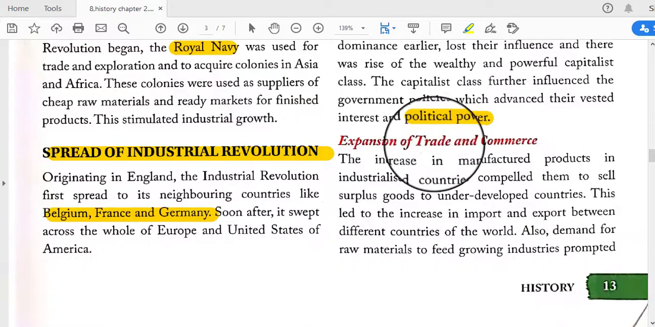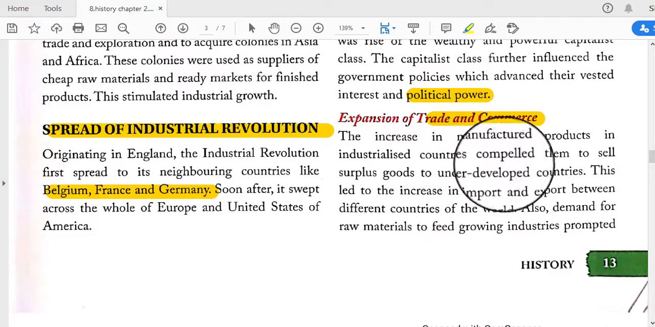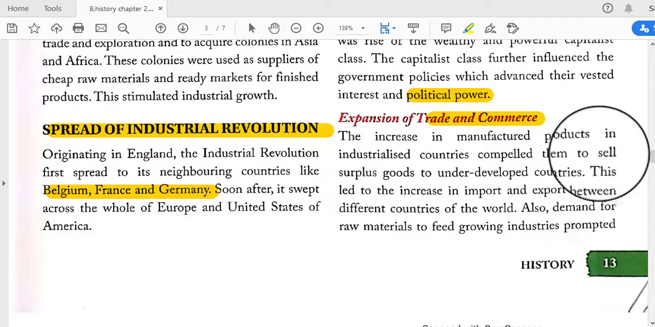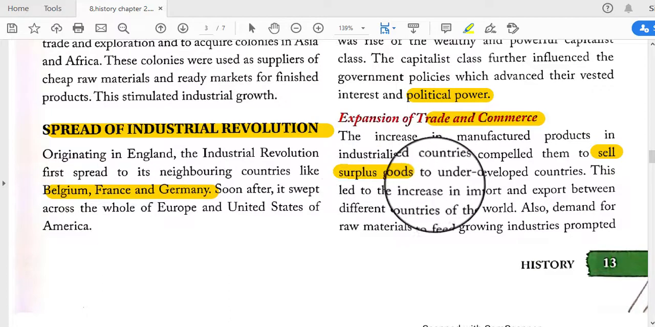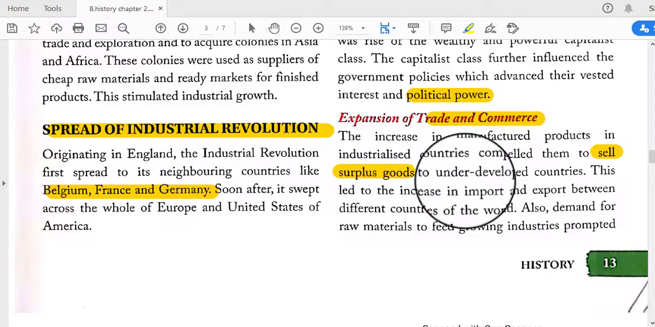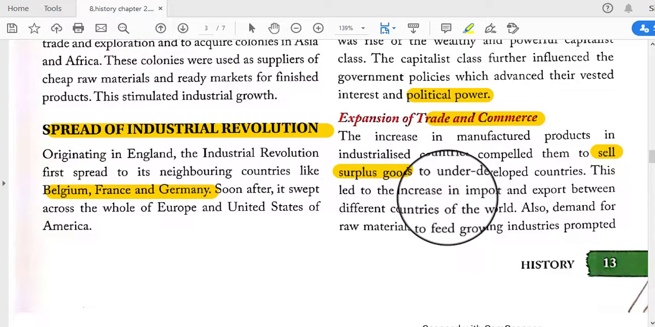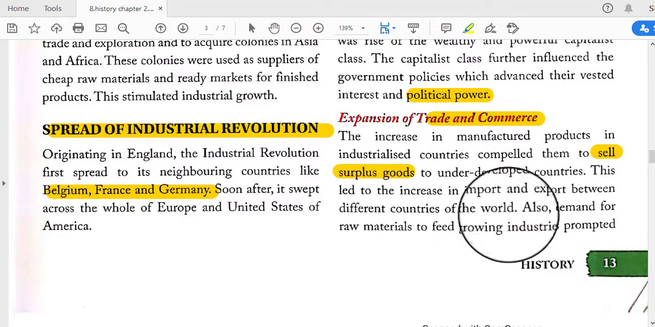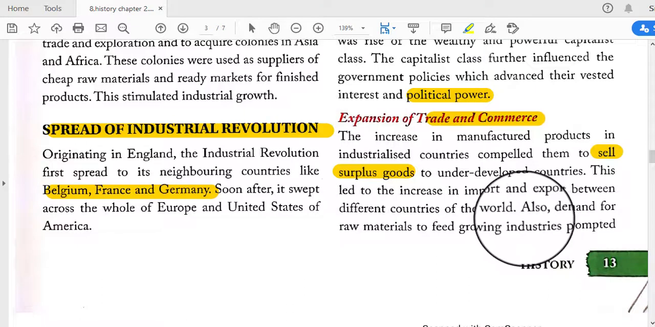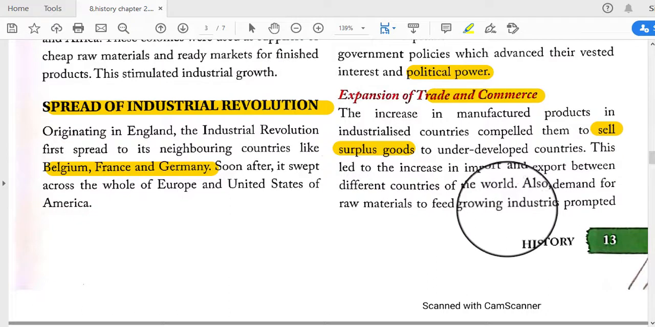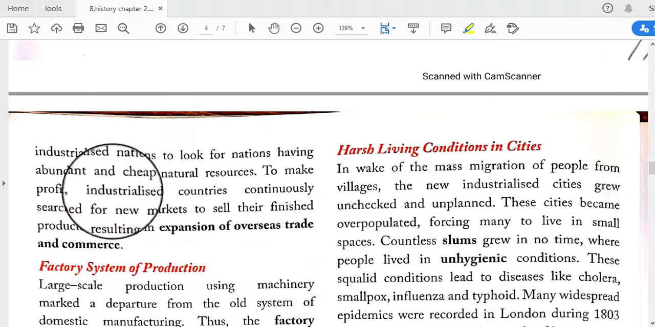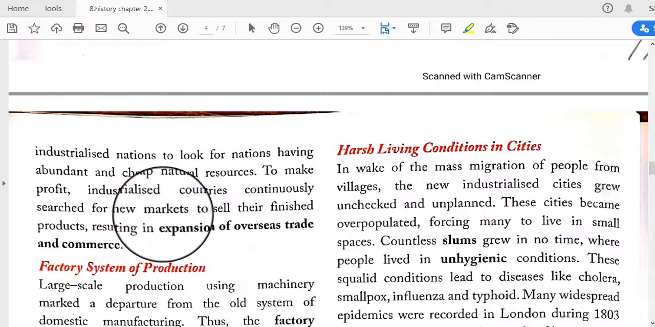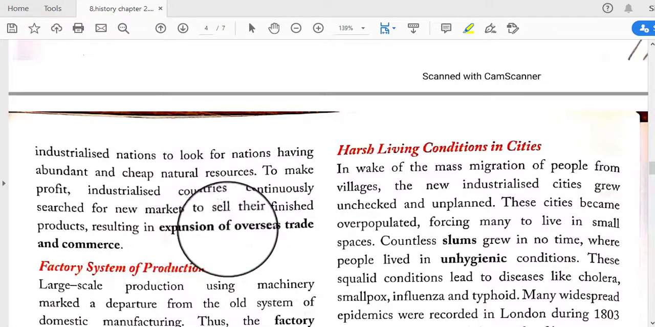Expansion of trade and commerce. The increase of manufactured products in industrialized countries compelled them to sell surplus goods. They were able to produce more than their needs, and they could export these surplus goods to all countries, which led to an increase in import and export between different countries of the world. The demand for raw materials to feed growing industries prompted industrialized nations to look for nations having abundant and cheap natural resources, and to make profit, industrialized countries continuously searched for new markets to sell their finished products, resulting in expansion of overseas trade and commerce.